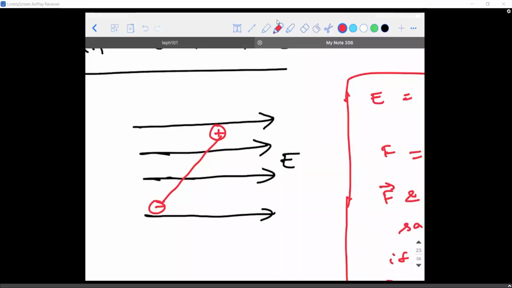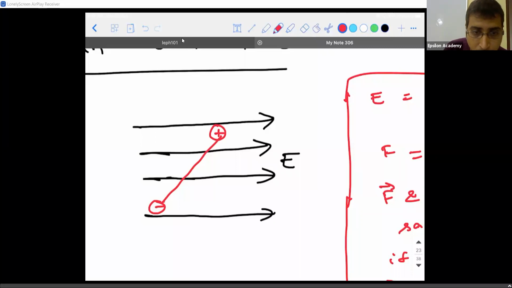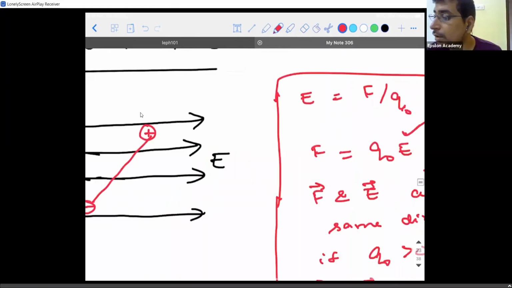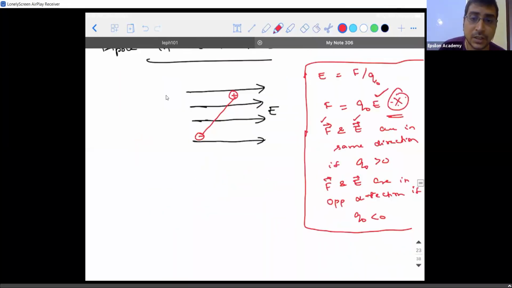Positive and negative about that one, sir. Q naught. Can you repeat what the question is? Sir, the statement where you mentioned Q naught and positive and negative values. Okay. So I'm saying force and electric field will be in the same direction if Q naught is positive.